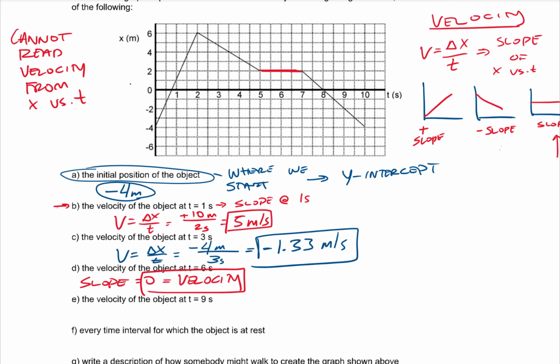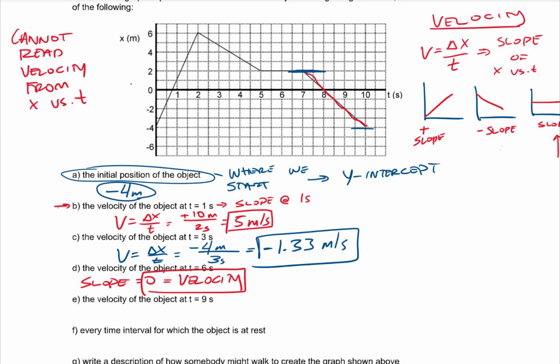Part E, the velocity of the object at 9 seconds. Okay, we're moving on to the next segment of line. This is the segment of line that we want to calculate the velocity for at 9 seconds. We start off at 2 meters, and we end up at -4 meters. So my velocity is the change in position over time. If I go from 2 all the way down to -4, my change in position is -6 meters. We go from 7 seconds to 10 seconds, so that's over 3 seconds. So we get -2 meters per second for that velocity.